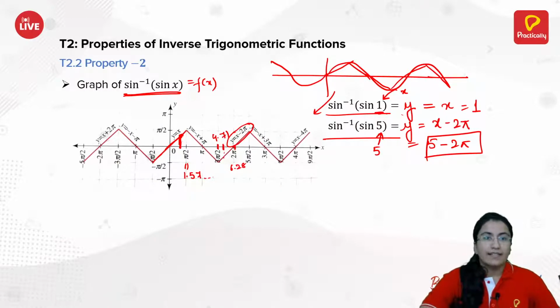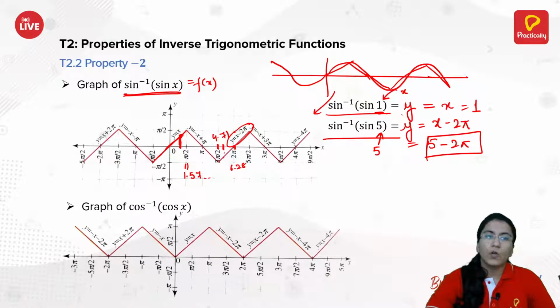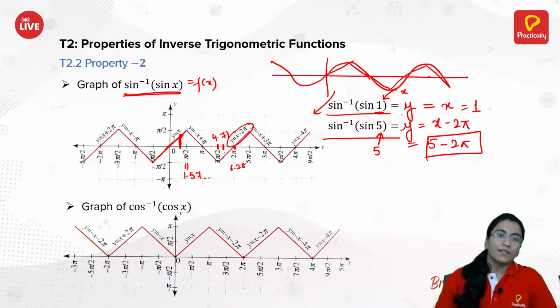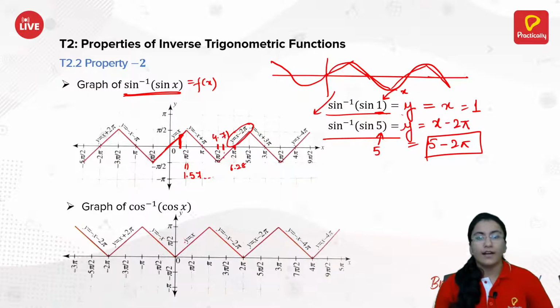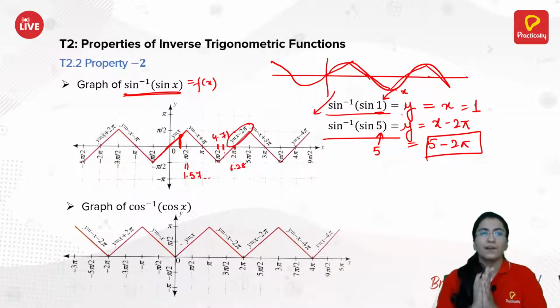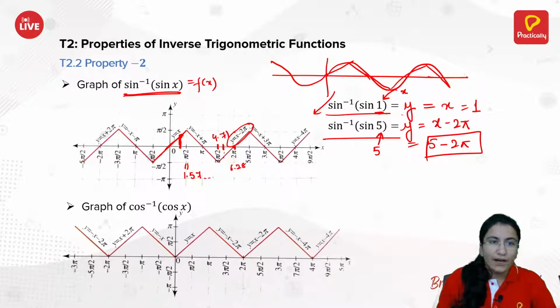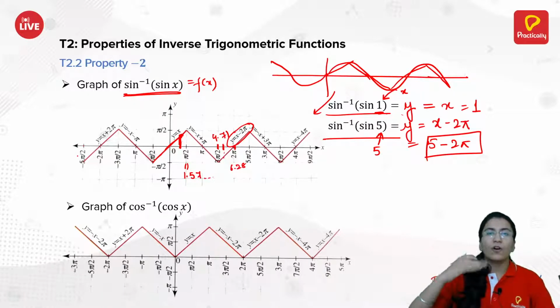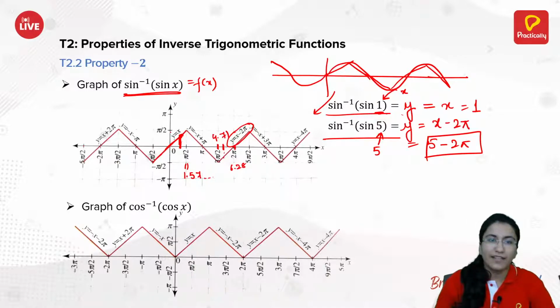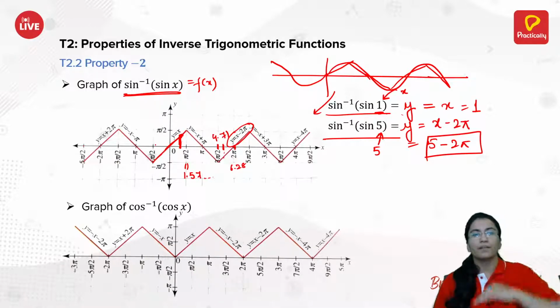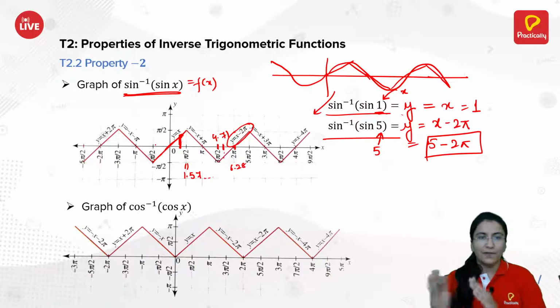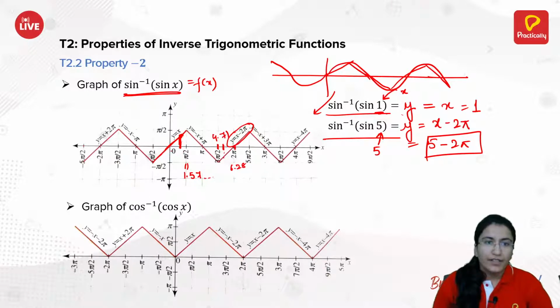Okay, next is cos inverse of cos x. Here we have the graph of cos inverse of cos x like this. Again this graph is somewhat like sine inverse of sine x, but here we have just shifted it upwards, up till the x-axis, making it always positive. It is the same as sine inverse of sine x, just shift it upwards, and also somewhat towards the right. So you have this graph of cos inverse of cos x.